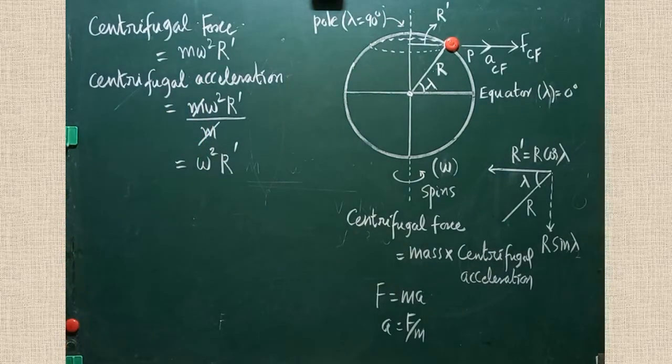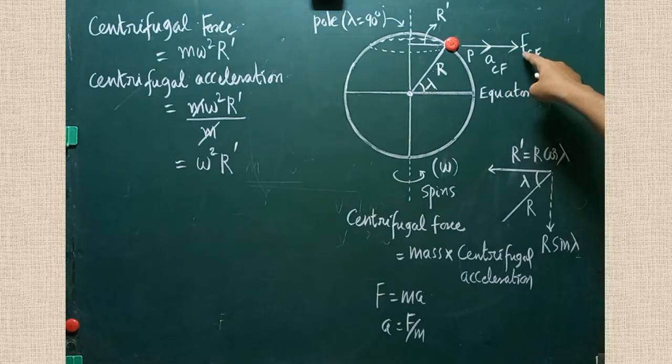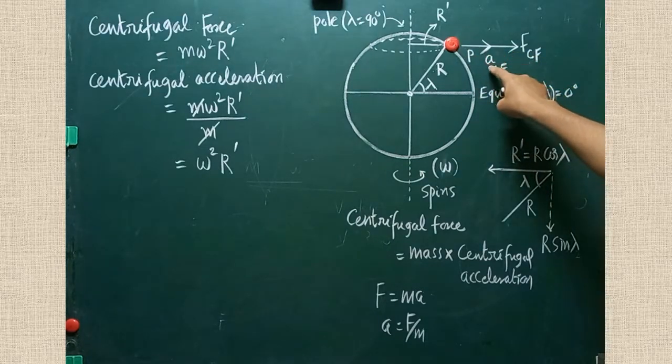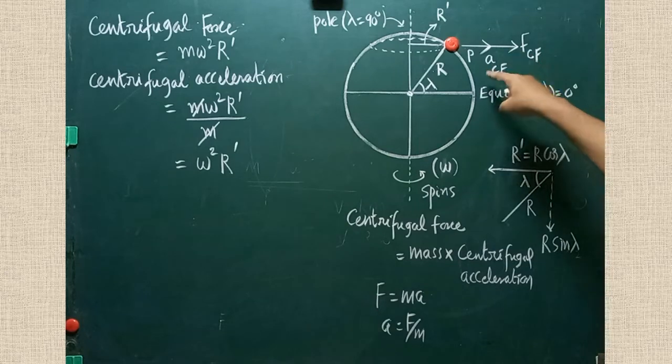Where the centrifugal acceleration acts, that is very important. Along the direction of centrifugal force, that centrifugal acceleration also acts. Are you clear? If there is a force, there must be some acceleration acting on the object. So this is the direction of centrifugal force as well as centrifugal acceleration. Make a note. In the next step, I am going to take the component of the centrifugal acceleration.